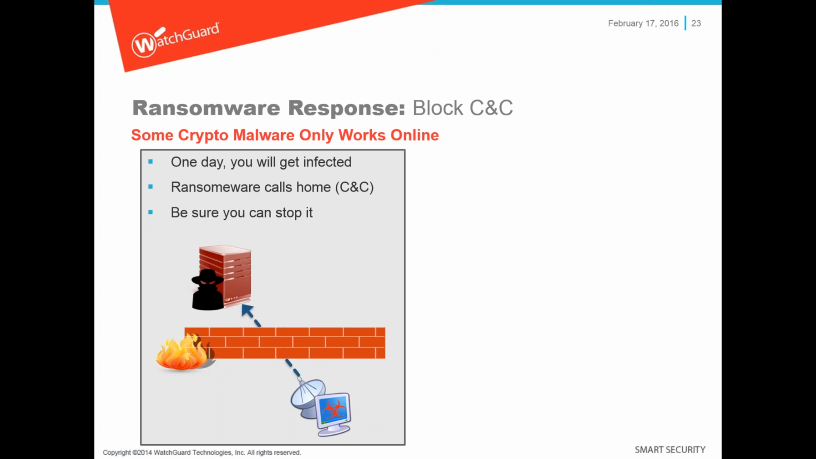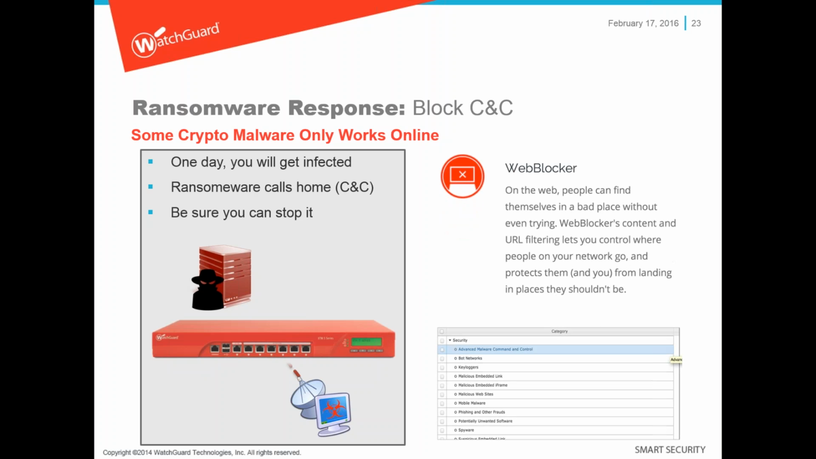Okay, so now we're going to move on to the response then. One of the things you can do is actively monitor and block known command and control server sites. Almost all ransomware these days requires a call home in order to get the private key information so it can begin its encryption process. Simply blocking the known command and control servers will prevent that from happening. So if you download the ransomware, if it can't call home, then it can't cause any damage.